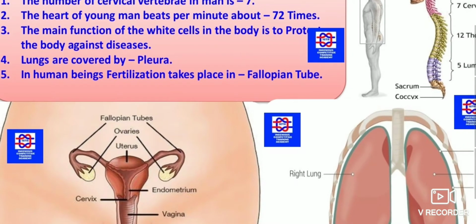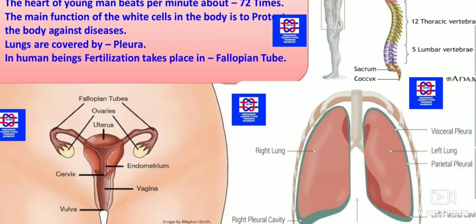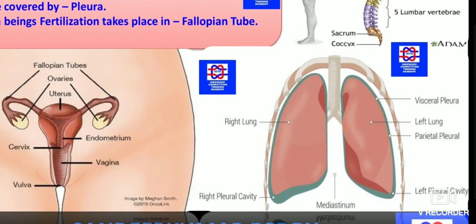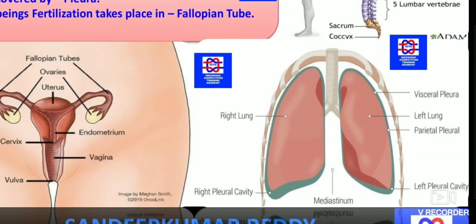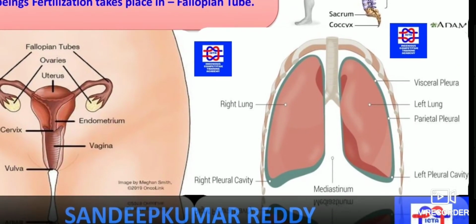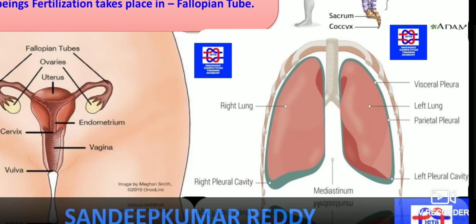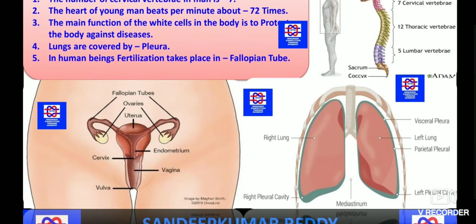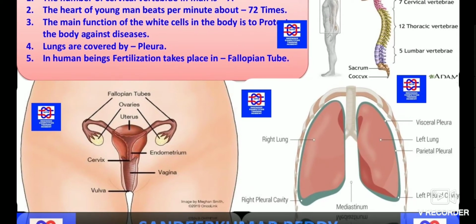Lungs are covered by pleura. Here you can see the right lung and left lung which are covered by the right pleural cavity as well as the left pleural cavity. So that has to be remembered, lungs are covered by the pleural cavity.